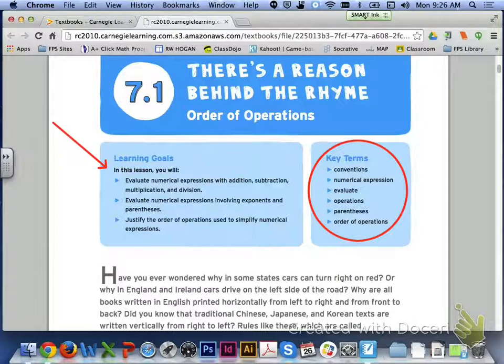We will be evaluating numerical expressions involving exponents and parentheses, and finally justifying the order of operations used to simplify numerical expressions. A lot of key terms in 7.1, just a lot of vocabulary in general for Chapter 7. So take a look at those key terms and make sure that you're focusing on them throughout 7.1.